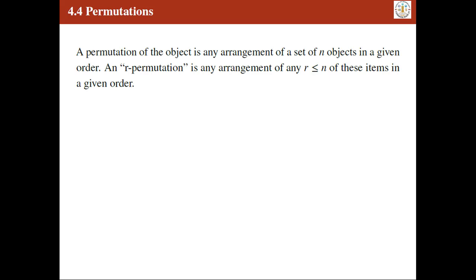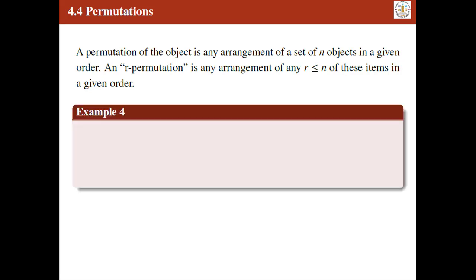Any arrangement of a set of n objects in a given order is called a permutation of the objects taken all at a time. Any arrangement of any r less than or equal to n of these objects in a given order is called an r-permutation, or a permutation of the n objects taken r at a time.